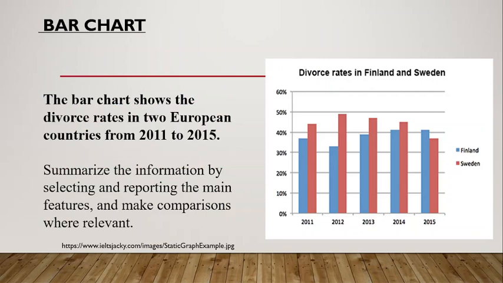Guys, here on my page you can see how we can work with the bar chart. First of all, we should read the task. The bar chart shows the divorce rates in 2 European countries from 2011 to 2015. And our task is to summarize the information by selecting and reporting the main features and make comparisons where relevant.